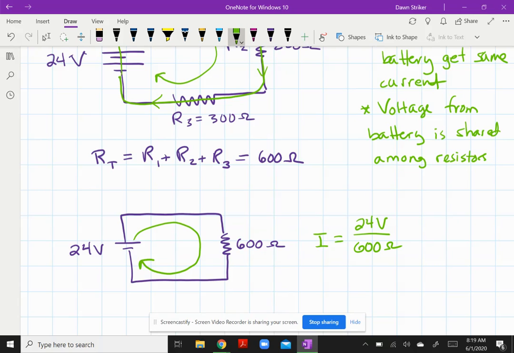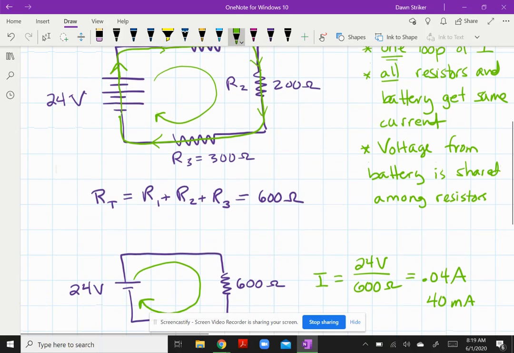And what do you get on your calculator? 24 divided by 600. I get 0.04. 0.04 amps, which is the same as 40 milliamps. All right, there's my current. Everything gets that same amount of current.